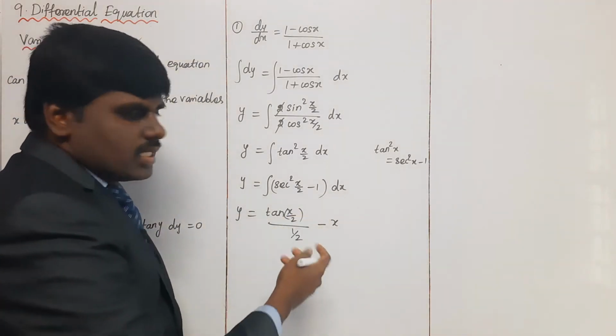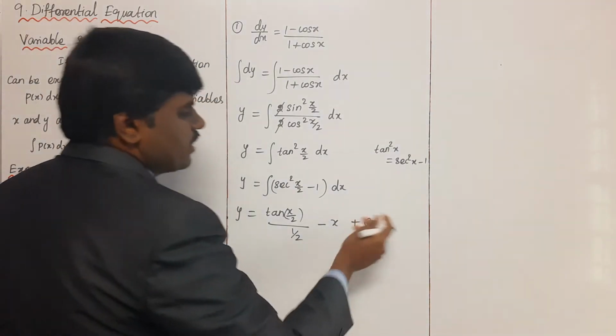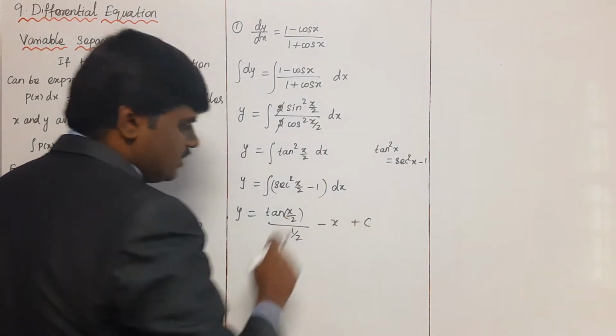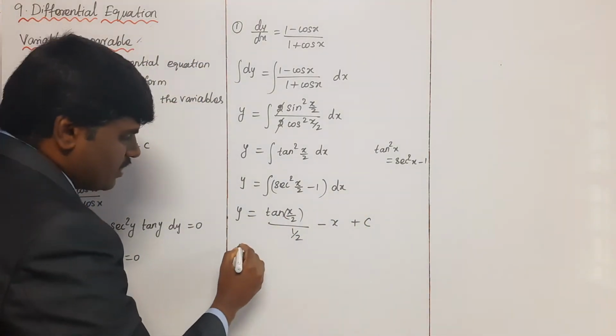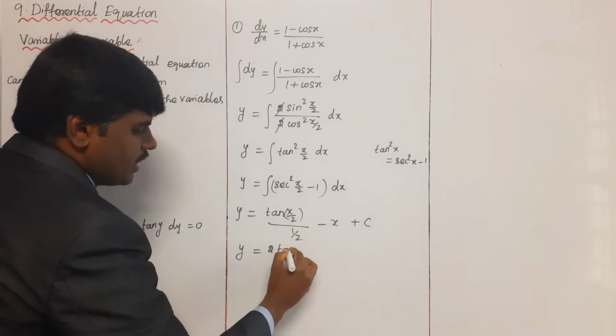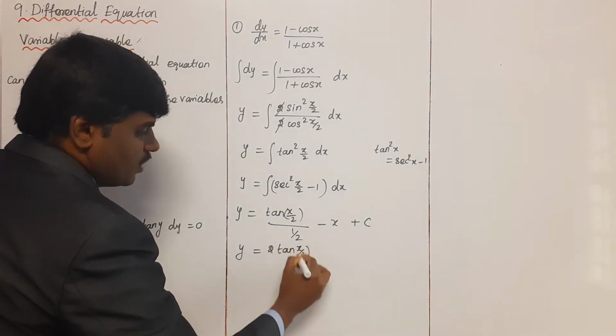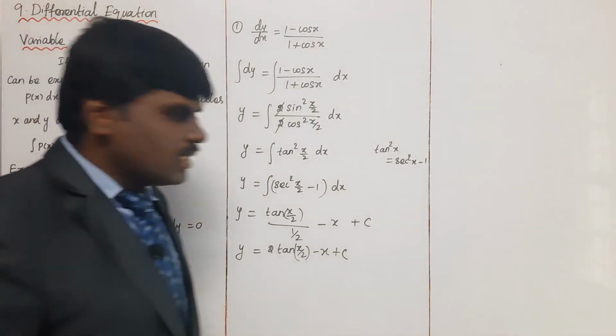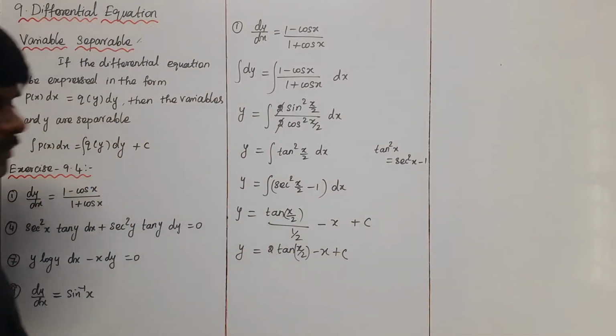Next I have to introduce some constant, plus c. Commonly, on both the left hand side and right hand side, I have to introduce the constant c. Is clear? Now you have to simplify. So y is equal to 2 into tan x by 2. That's clear? Minus x plus c, some constant c. That's clear? That is the meaning of question number 1.